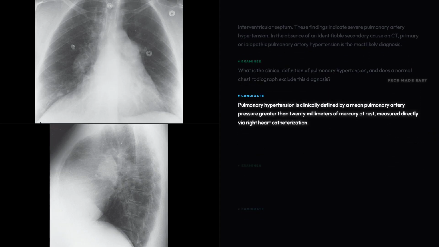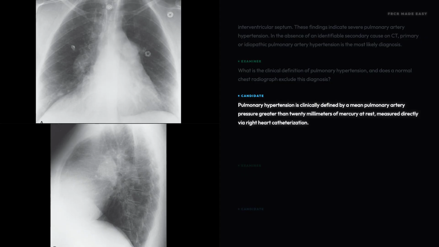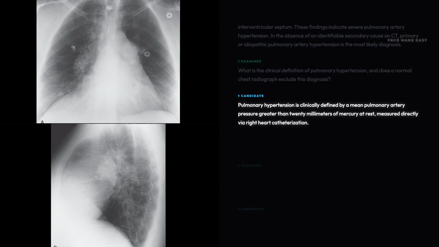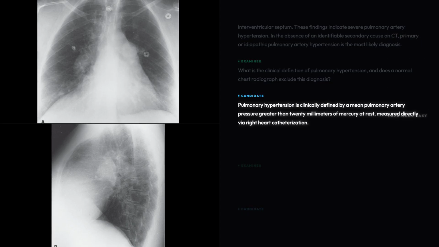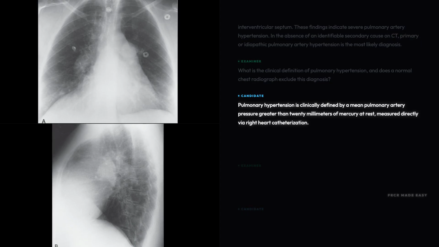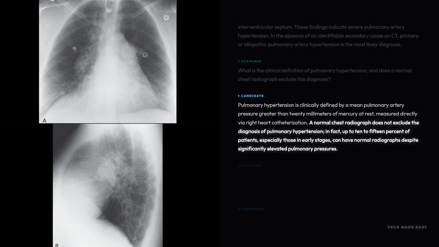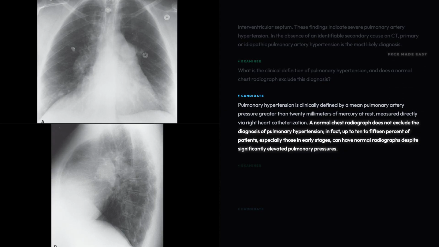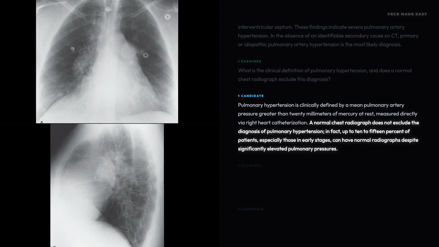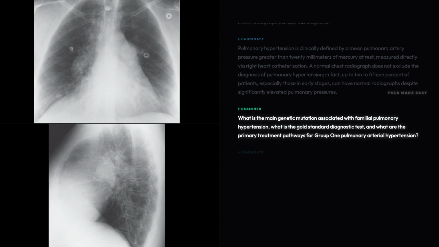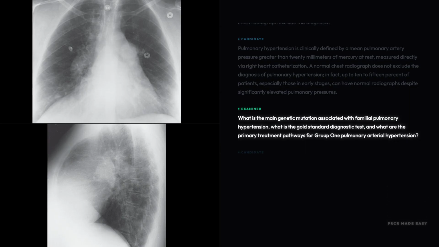Pulmonary hypertension is clinically defined by a mean pulmonary artery pressure greater than 20 millimeters of mercury at rest, measured directly via right heart catheterization. A normal chest radiograph does not exclude the diagnosis of pulmonary hypertension. In fact, up to 10 to 15% of patients, especially those in early stages, can have normal radiographs despite significantly elevated pulmonary pressures.